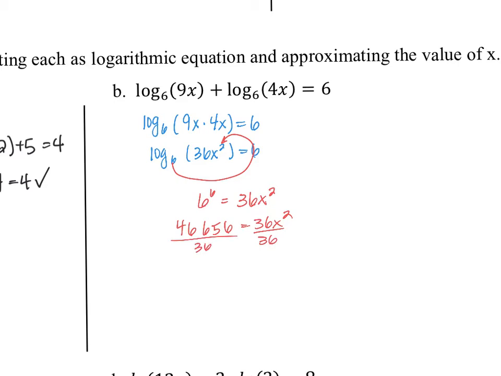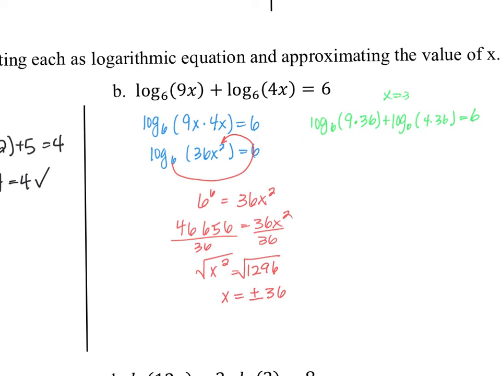And when you do that, you get x squared is equal to 1,296. We're going to take the square root of that. Now remember, when you take the square root, you get x equals plus or minus. And in this case, the square root of 1296 is going to be 36. So you need to check both answers. Let's check log base 6 of 9 times 36 plus log base 6 of 4 times 36. Does that equal 6? We're going to check x equals 36.